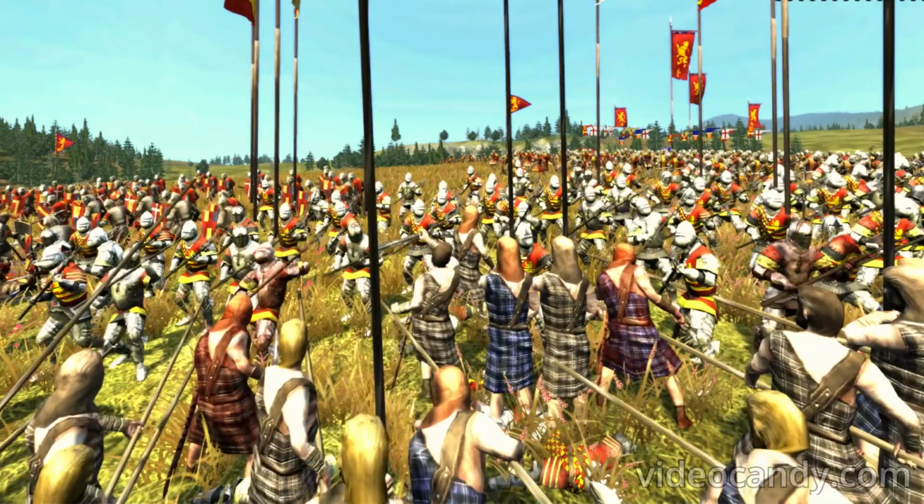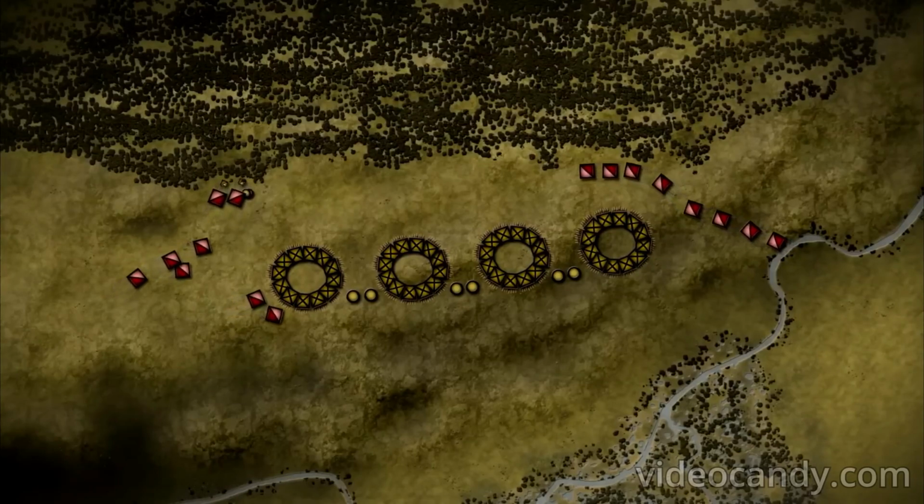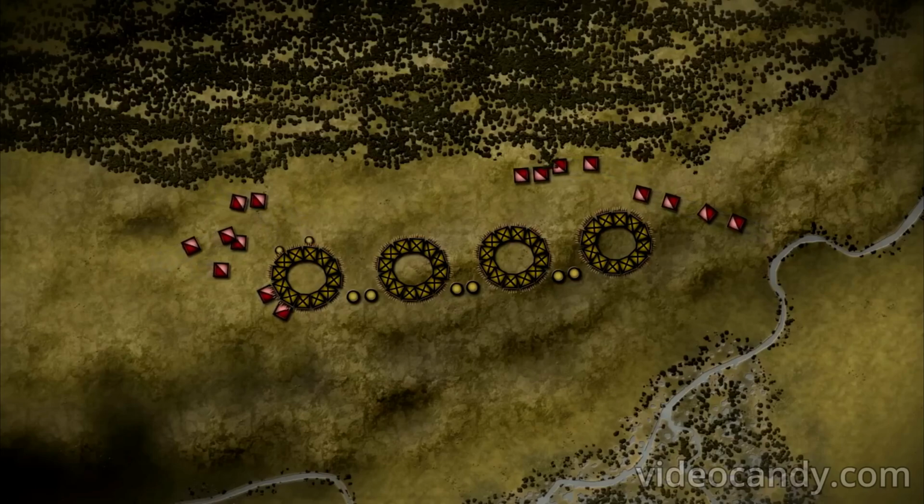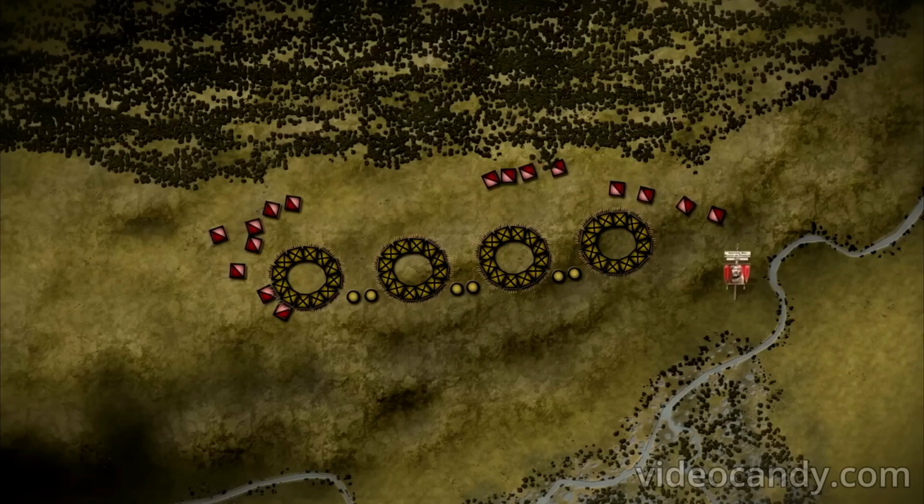As the vicious melee ensues, the English try time and time again to break through the massive formation of bristling pikes and spears, but all of their attempts fail. The Scottish spear wall holds strong and firm.